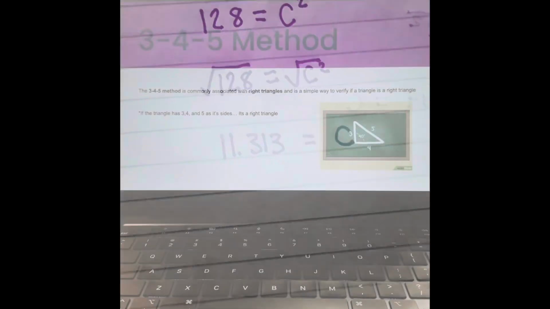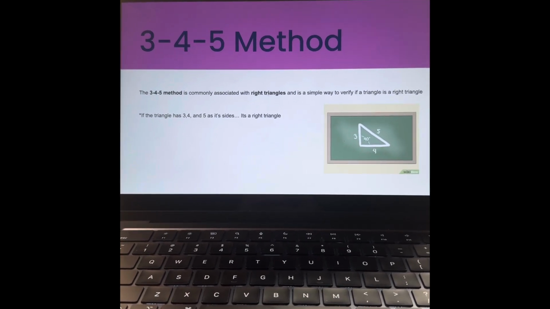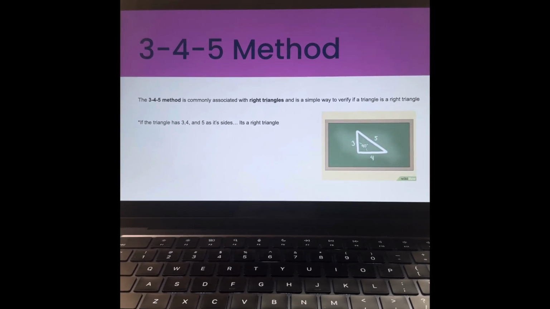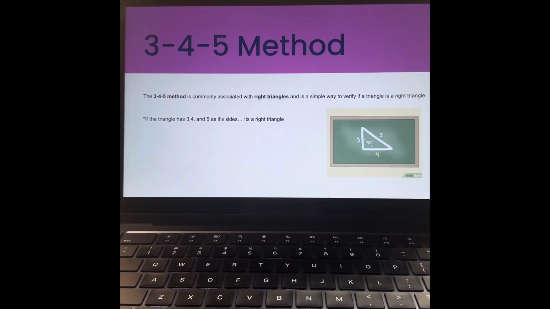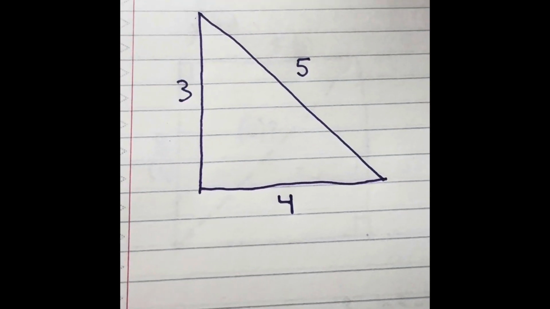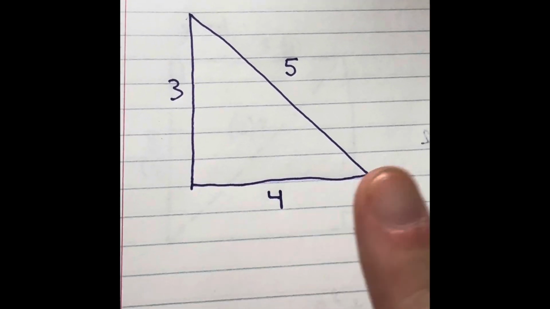The 3-4-5 method. The 3-4-5 method is commonly associated with right triangles and is a simple way to verify if a triangle is a right triangle. If the triangle has 3, 4, and 5 as its sides, it's a right triangle. Here we have a triangle where we do not know its angle, but this is how the 3-4-5 method works.